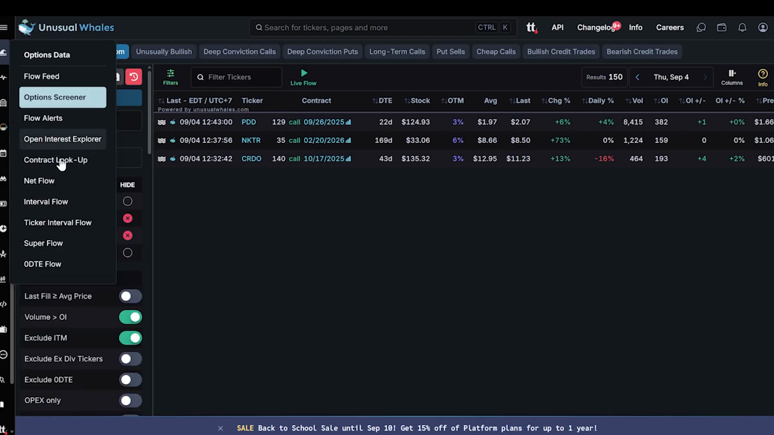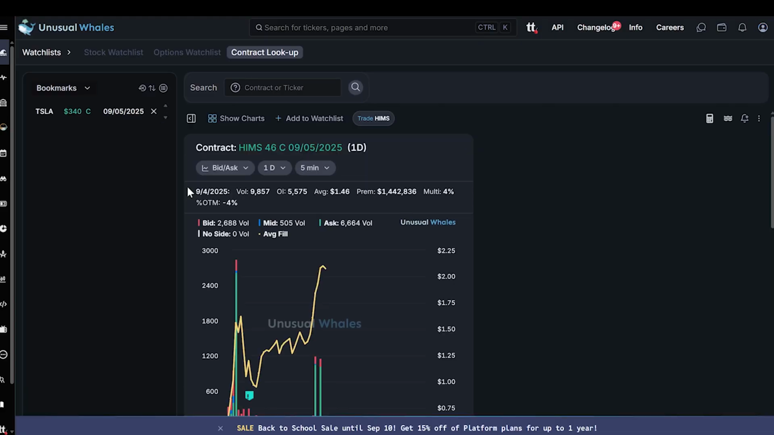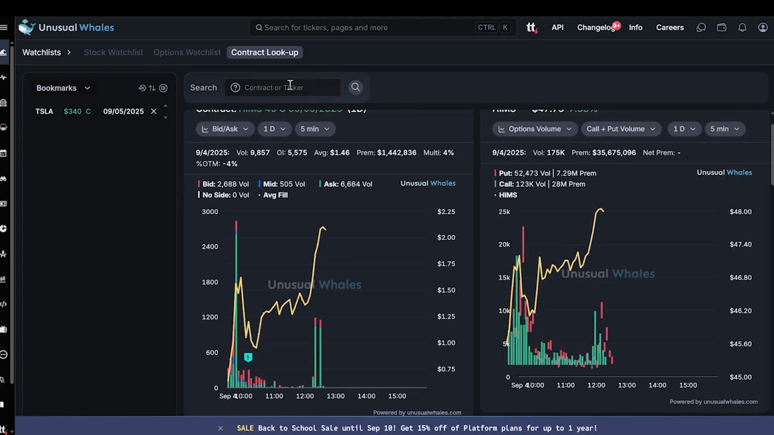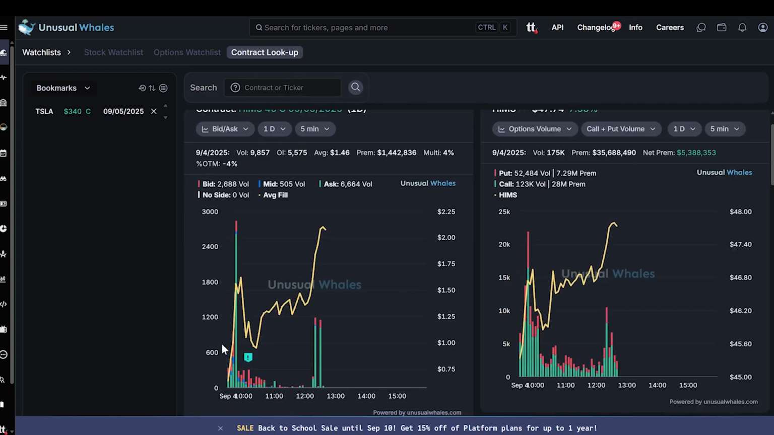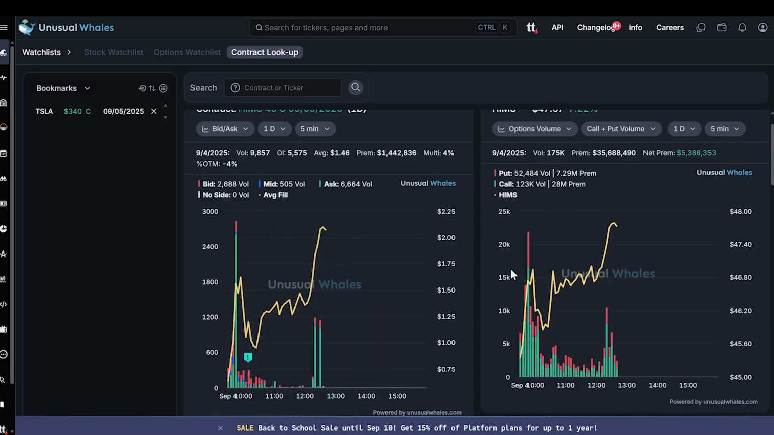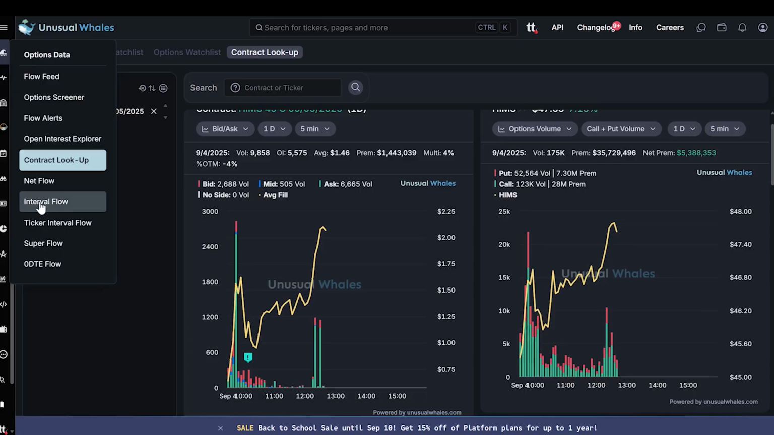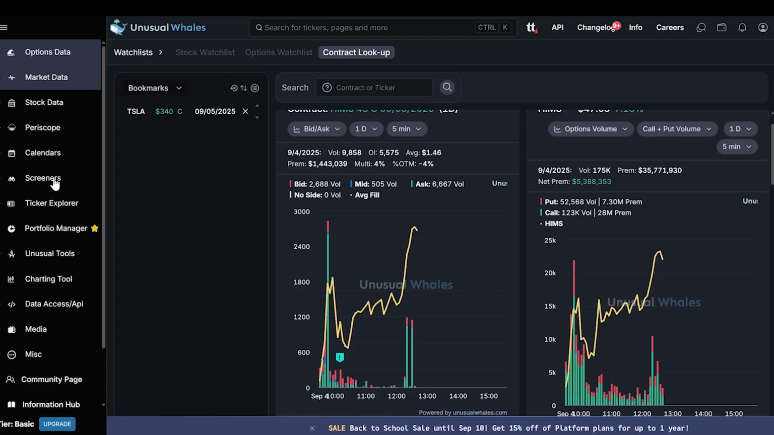Unusual Whales also gives you a ton of different ways to look into specific contracts or specific tickers. The contract lookup page, for example, lets you dive into a specific contract that you're interested in, and you can see how volume's changing at the bid, ask, and the middle point. You can also look at the same data, looking at puts and call ratios for the underlying stock. There's also an interval flow, so looking at contract data aggregated into 5-minute periods, and a 0 days to expiration flow, so looking specifically at contracts that have 0 days remaining to expiration.